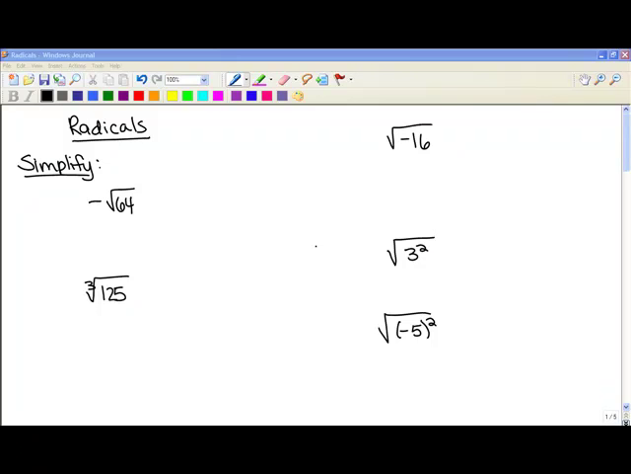This video will show you how to simplify radicals. Let's start out with a few examples. The first example is a negative square root of 64.